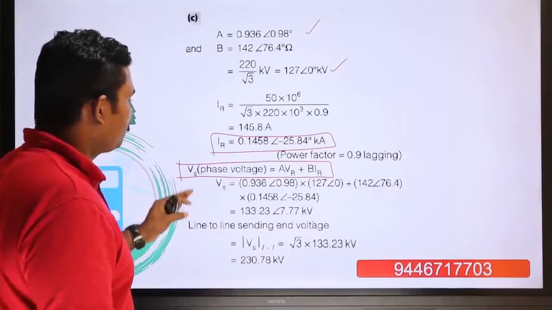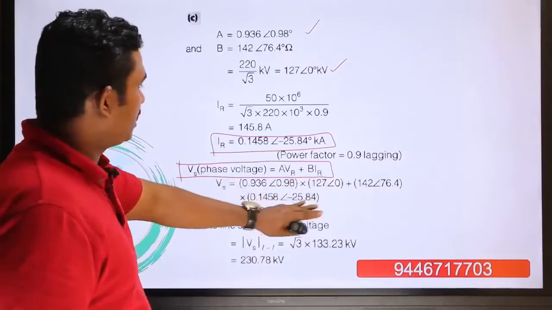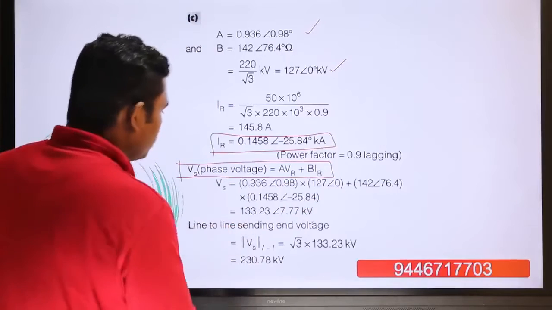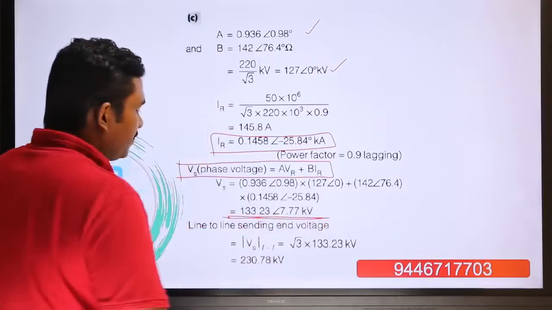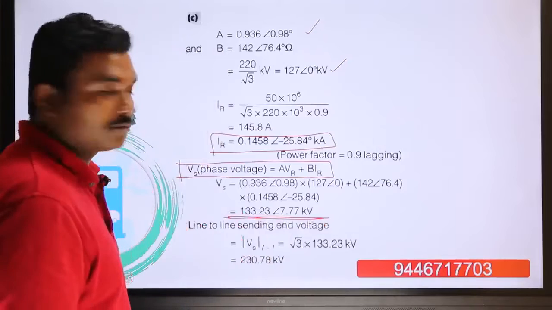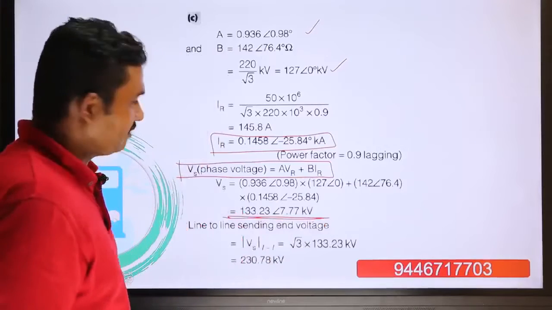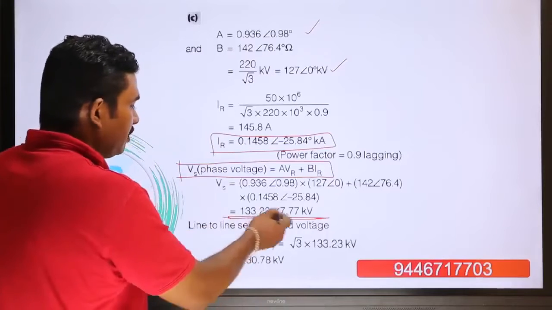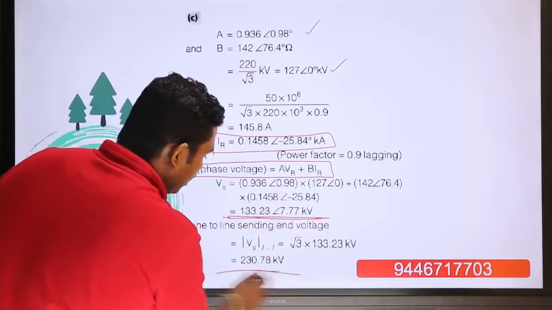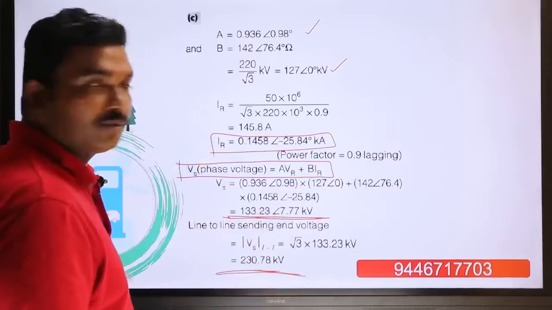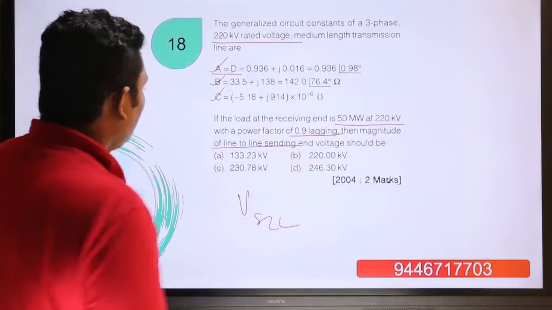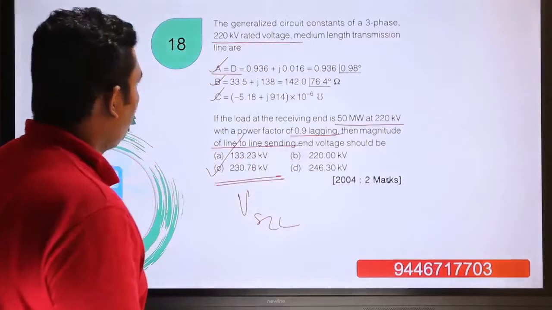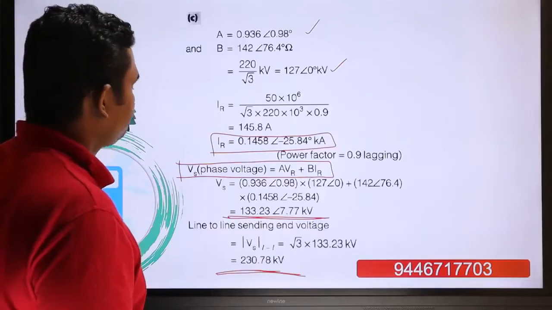So what is V_S? V_S is equal to A V_R plus B I_R. We have found out I_R, A is given, B is given. Substitute all these values into this. So you will be getting the phase voltage as 133.23 angle 7.77, and then you will have to find out the line voltage. To find the line voltage, you will multiply it by root 3 and your line voltage will be obtained as 230.78. So what is our answer? Our answer is option C, which is 230.78 kV. So that is about question number 18.